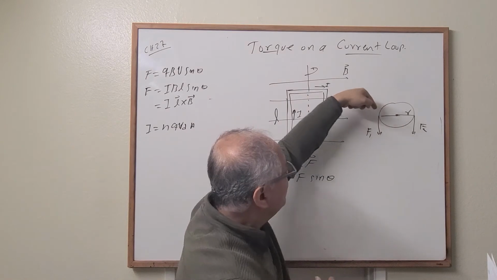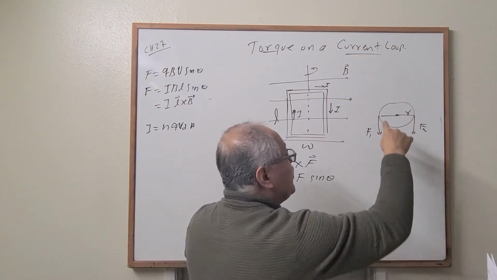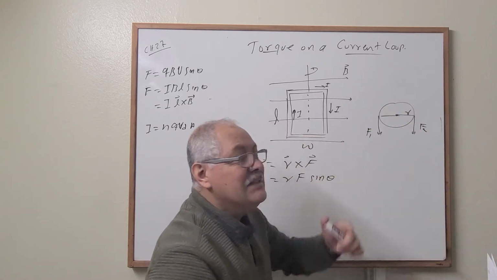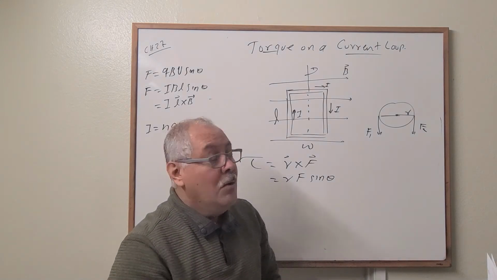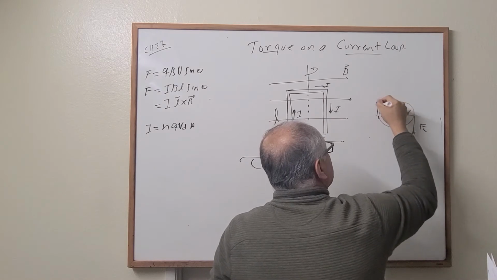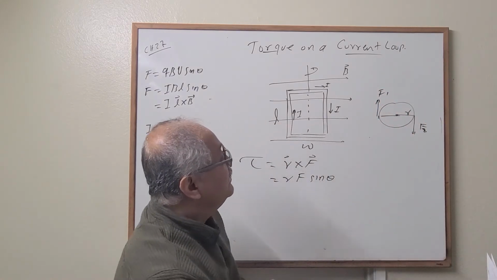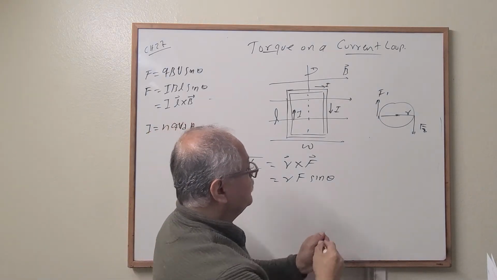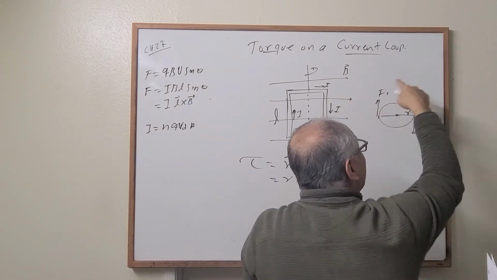Well, they're the same, but they produce an opposite rotation. In this case, one produces clockwise rotation, the other one counterclockwise. But the magnitudes are the same, so they cancel each other. But what happens in this case? If this is in this direction and the other one is in the opposite direction, what should be the net torque? Well, in this case, we have a clockwise rotation. We have a net torque.